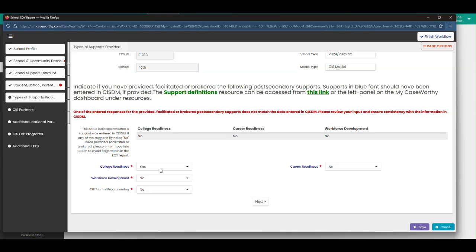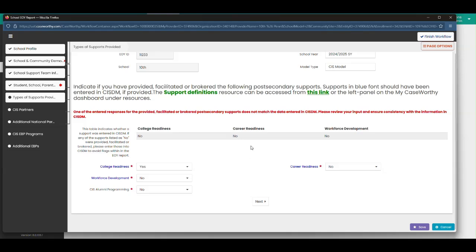So this might be a situation where you're like, I did career readiness. I know I did career readiness this year. It was in my support plan. I had Mac come through and he did career readiness supports 100%. Great. So if that's the case and it's showing no here in the table, that means that we need to look into our support data and figure out how that support was entered or if it was entered.